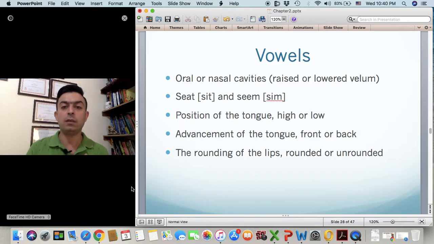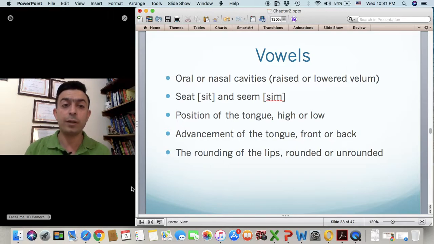So seem, see, like there's some nasalization in it. Some air is going out of the nose when I say seem. So I kind of lower the velum along with saying the E vowel, preparing myself to say the sound. But with seed, there is no nasalization because t is not a nasal sound.